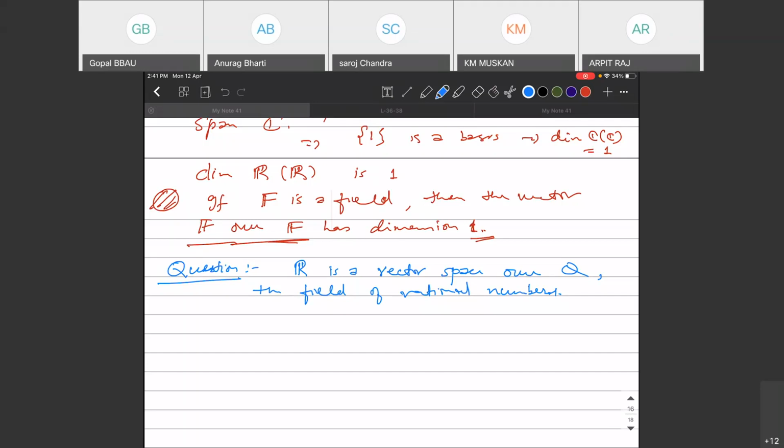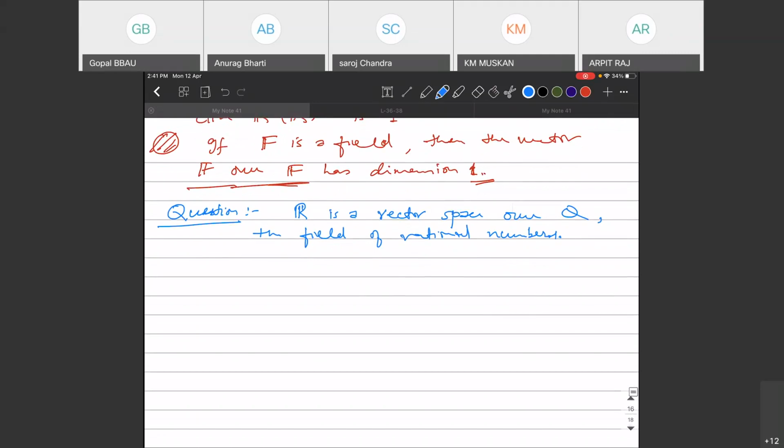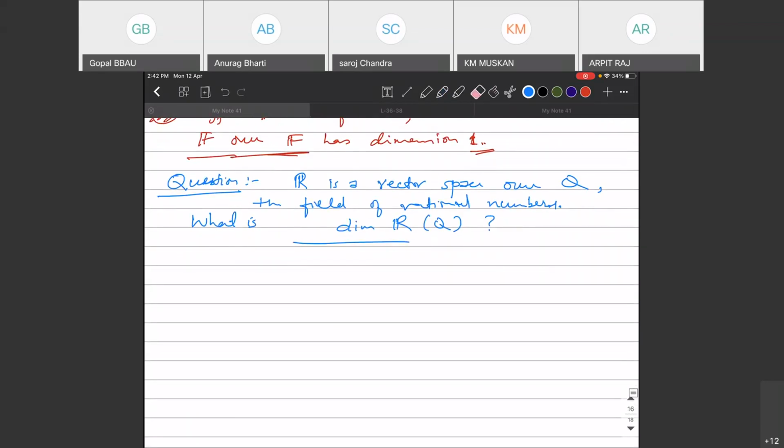इसको अगर आपको अभी दिखाई नहीं दे रहा है, तो ये चीज इंट्यूटिवली नहीं फील कर पा रहे हैं तो इसको आप वेरीफाई कर सकते हैं, एक्सिओम्स सेटिस्फाई करवा के। Okay, then my question is, what is the dimension of R over Q? So think about it, we will come to it later.